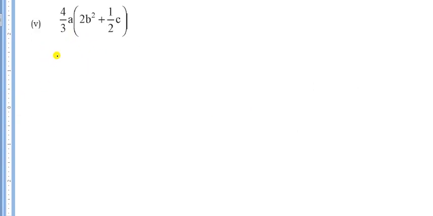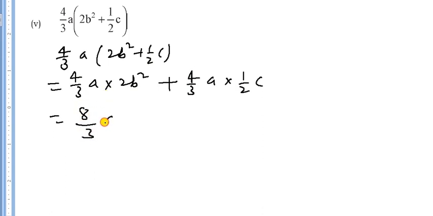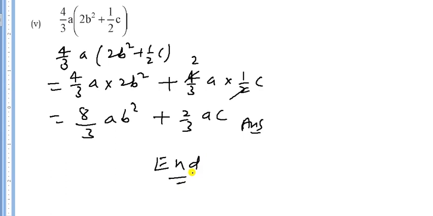Let us see the last of this part. That one is 4 by 3 of a multiplied to b square plus 1 by 2 of c. So you can multiply 4 by 3 of a multiplied to 2b square. Let us see. So 4 by 3 of a multiplied to 1 by 2 c. Here 4 twos are 8, so we can write 8 upon 3, and here is a and b square, and here 2 ones are 2, 2 twos are 4, so you have to write 2 by 3, and here is ac. So that one is your answer. It is the end of your exercise.